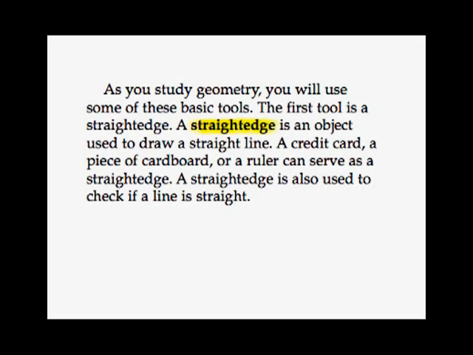The first tool is a straight edge. A straight edge is an object used to draw a straight line. A credit card, a piece of cardboard, or a ruler can serve as a straight edge. A straight edge is also used to check if a line is straight.